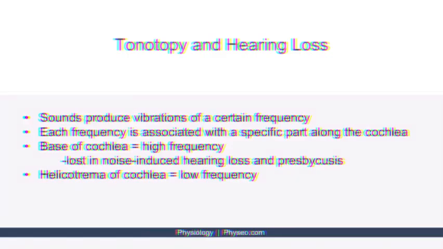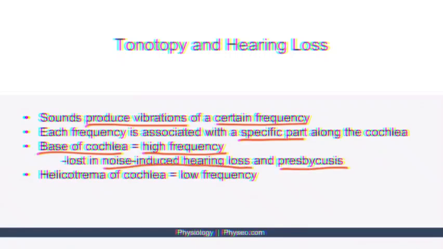So now let's talk about tonotopy and hearing loss. To understand tonotopy, just know that sounds will produce vibrations of a certain frequency. Now each frequency is associated with a specific part along the cochlea. For example, the base of the cochlea is responsible for high frequency, and it's this high frequency that's lost in noise-induced hearing loss and presbycusis, or hearing loss of old age. Conversely, the helicotrema, or the apex of the cochlea, is responsible for the low frequencies.